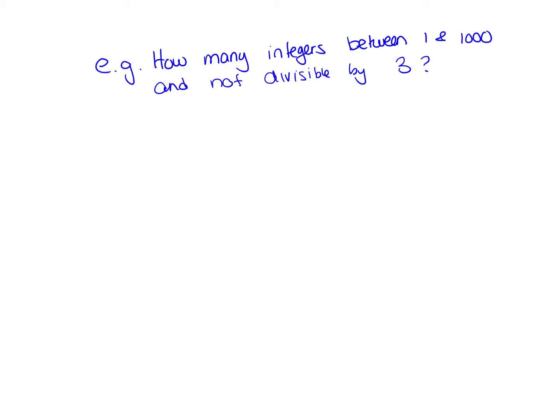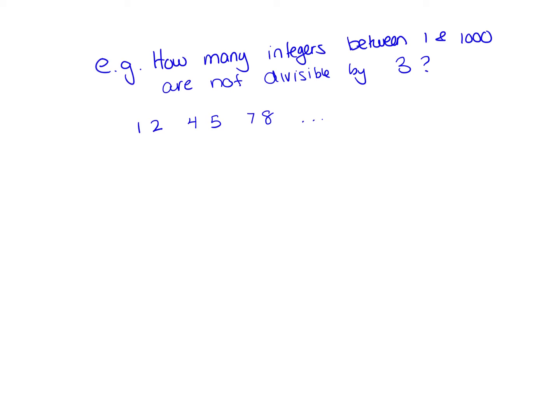All right, let's look at one more example here. How many integers are there between 1 and 1,000 that are not divisible by 3? So how many are not divisible by 3? So I can start thinking about the ones that are not divisible by 3. I notice that every third one is divisible by 3. So it looks like about 2/3 of them are going to be not divisible by 3. Right, but we have to be careful when we get towards the end.